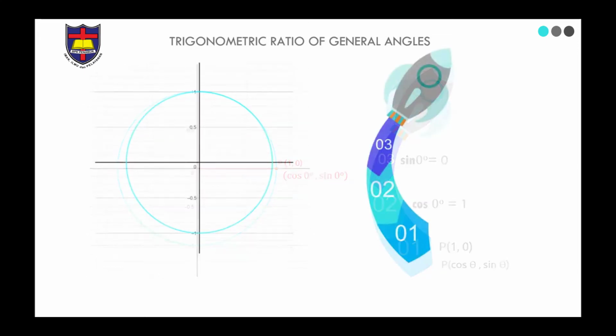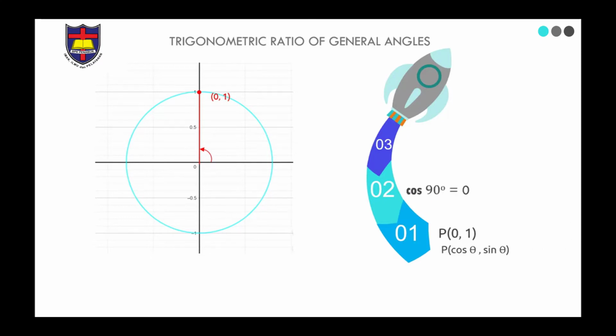So now, if we rotate this position to here, we have the coordinate of the point, which is (0, 1). And the angle we can count here from the x-positive axis will be 90 degrees. So if we compare with the coordinate of theta, we have (cos 90, sin 90), which is cos 90 equals 0 and sin 90 equals 1. So that here is the relation between (0, 1) and cos 90 and sin 90.